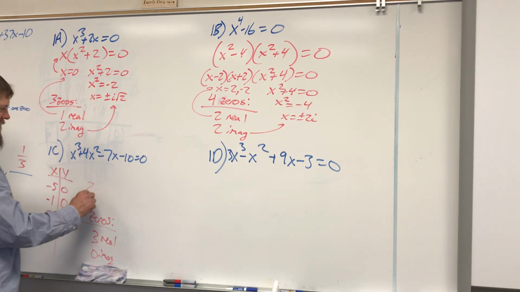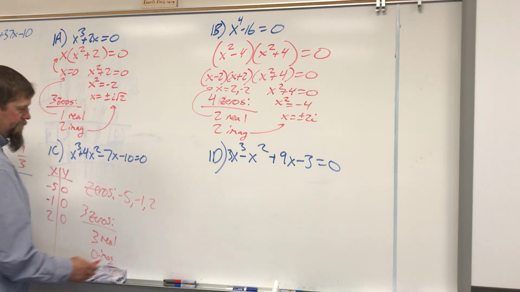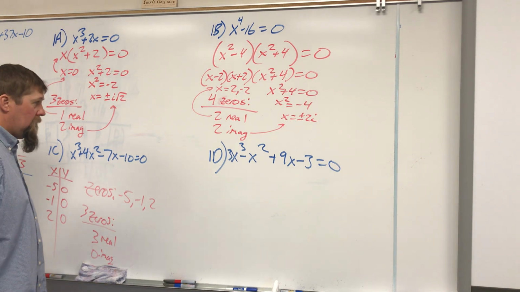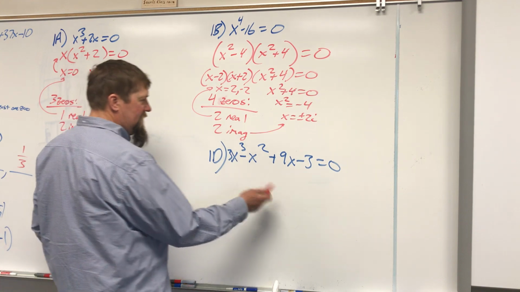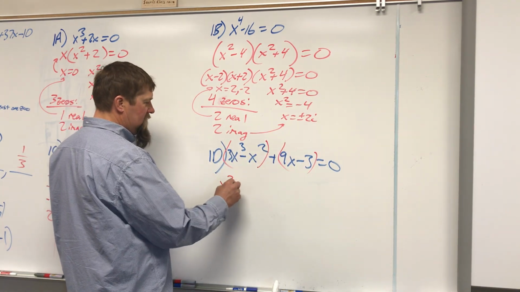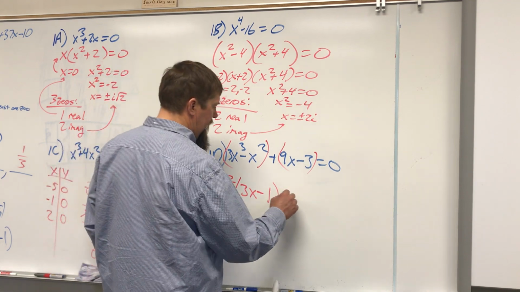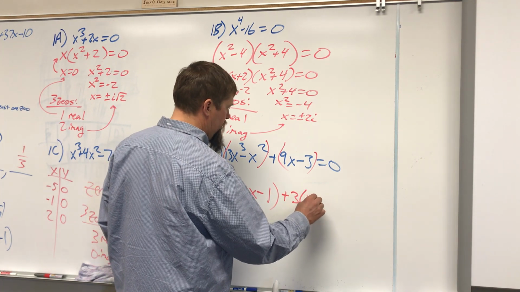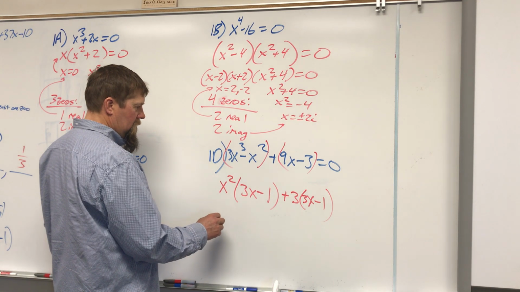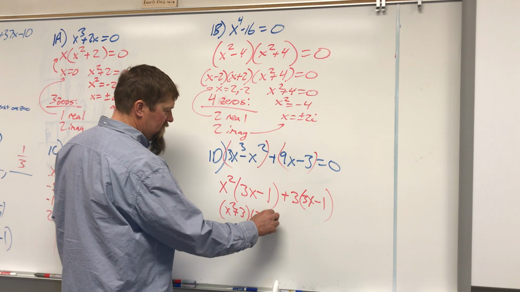And the zeros, according to my calculator, are -5, -1, and 2. Okay, so that one was not too bad. This one does factor by grouping, so I'm going to go ahead and do that. I end up with x squared and 3x minus 1. Factor a plus 3 out, I end up with 3x minus 1. So that is x squared plus 3 and 3x minus 1.